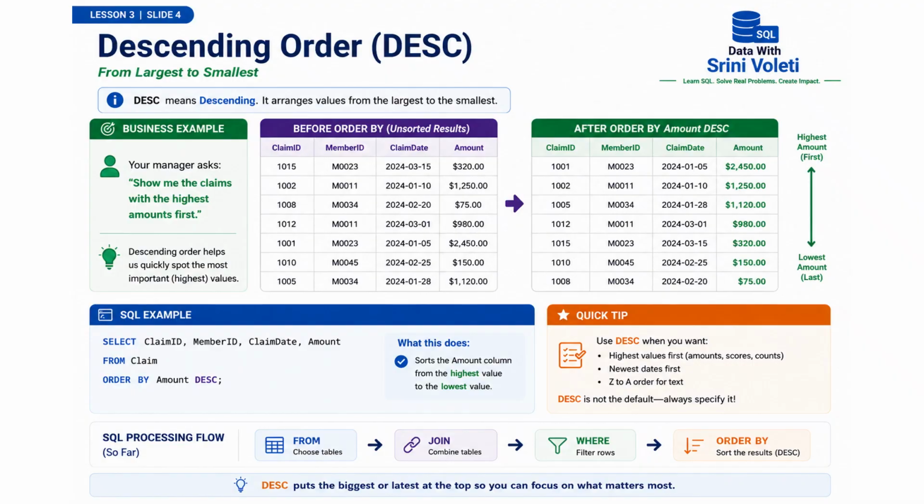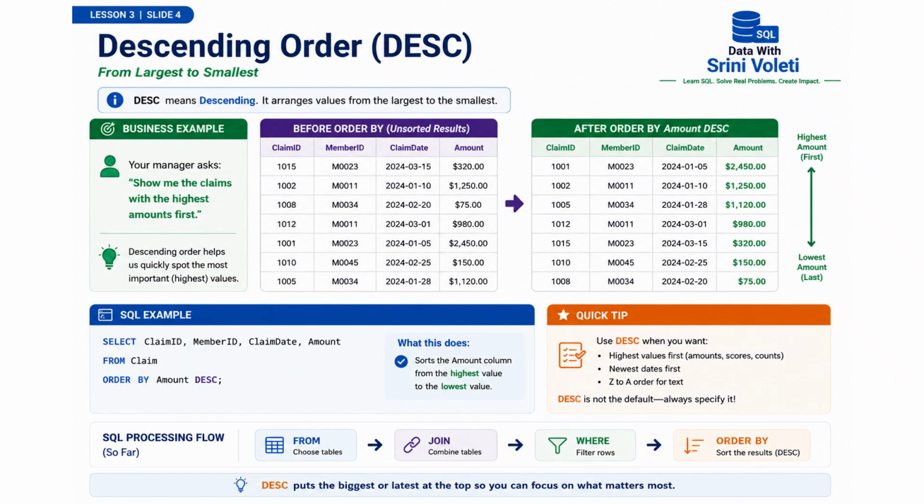Now let's look at the opposite of ascending order. It is descending order, or DESC. While ASC, or ascending, arranges data from the smallest value to the largest, descending does exactly the opposite. It sorts the results from the largest value to the smallest, or from Z to A when working with text.